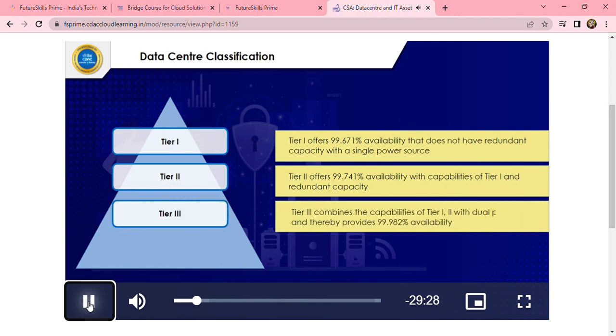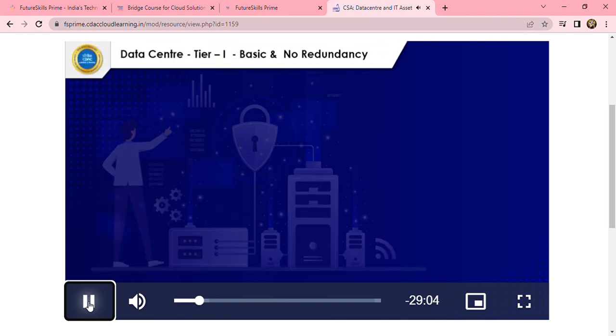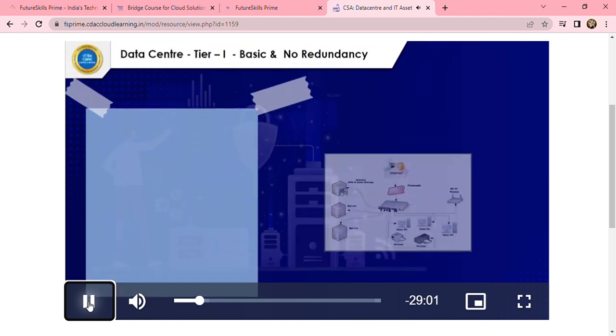Tier 3 combines the capabilities of Tier 1 and Tier 2 with dual power systems and thereby provides 99.982% availability. Finally, Tier 4 offers 99.995% availability with combined capability of Tier 1, Tier 2, and Tier 3, dual power systems and HVAC system. Data center Tier 1: basic and no redundancy.